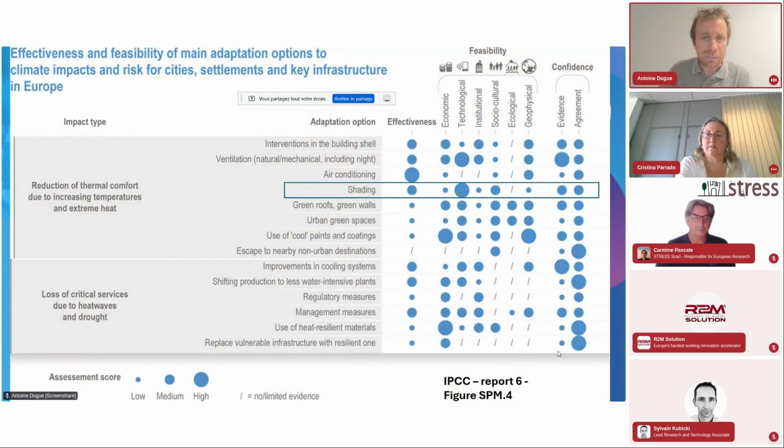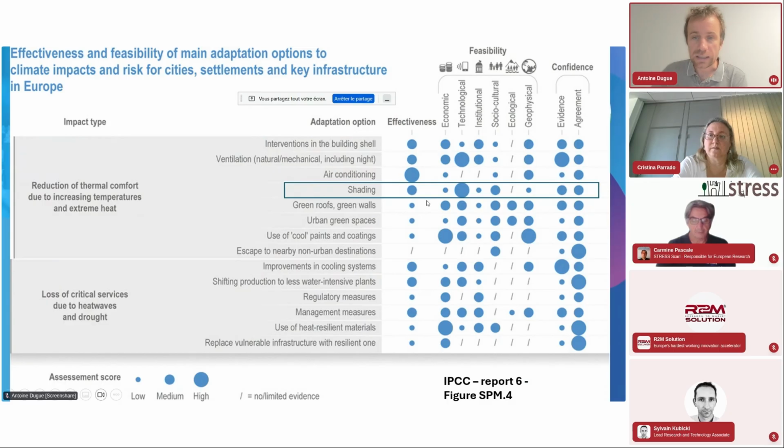The IPCC, in its different reports, highlighted the different adaptation options to climate impacts at the scale of cities or buildings. What you can see there is how to potentially improve thermal comfort in different situations. Among the so-called adaptation options in the middle, there is shading, or there are green roofs and green walls, and those are the very solutions that we are going to consider for this webinar.